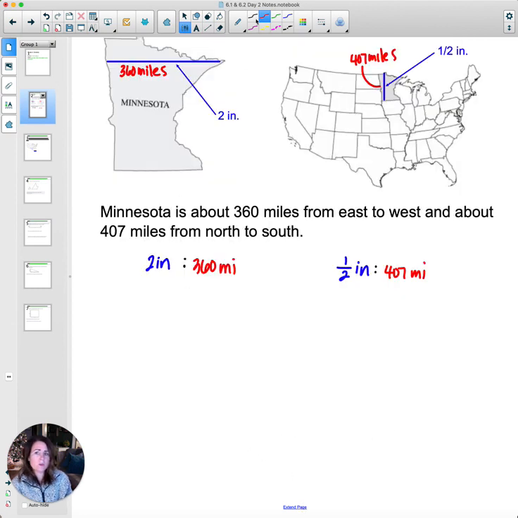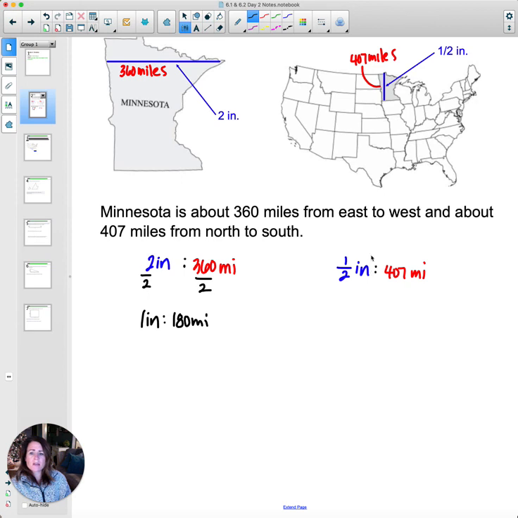Oftentimes for scales, we like to have it as a unit measure. So we want to know easily what 1 inch on the drawing is, because then the conversions are very simple to figure out. So we like to make this first number a 1. Remember that scales are all about multiplication and division. So we're going to just divide this by 2, meaning both pieces, and scale it down to 1 inch. So 360 divided by 2 would be 180. So every 1 inch on this diagram is equal to 180 miles.